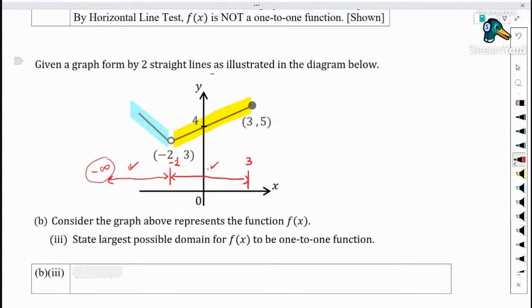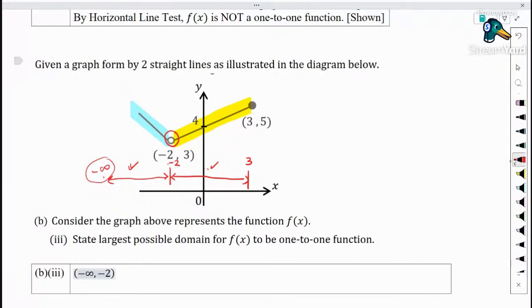So therefore, the largest possible domain I can have is from -infinity until -2. And since -2 is undefined, my answer is -infinity until -2 only. Again, the answer is just by observation.